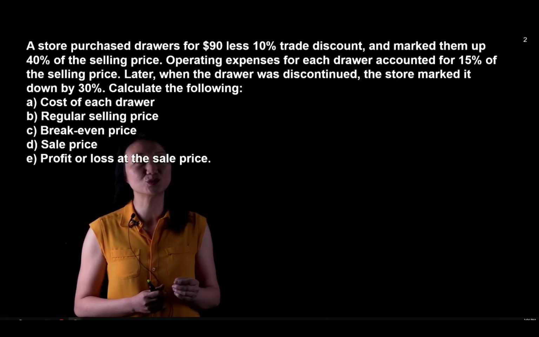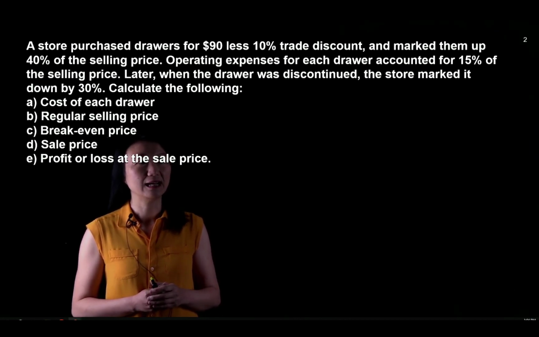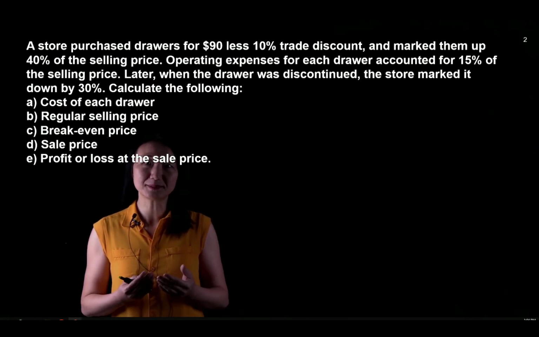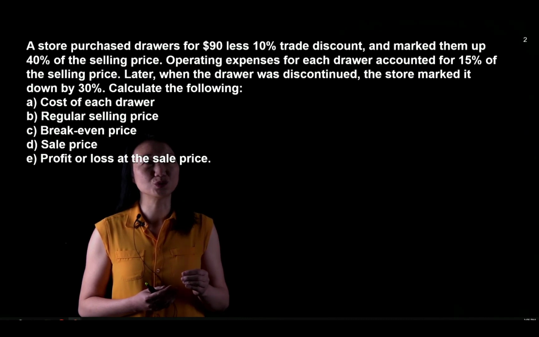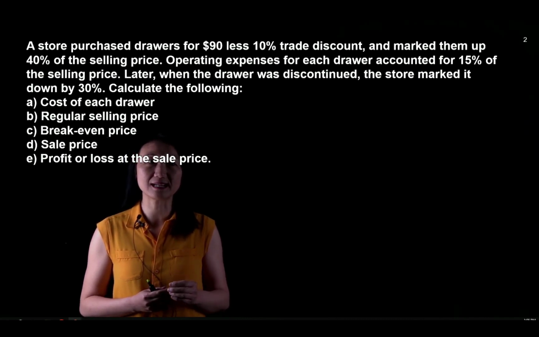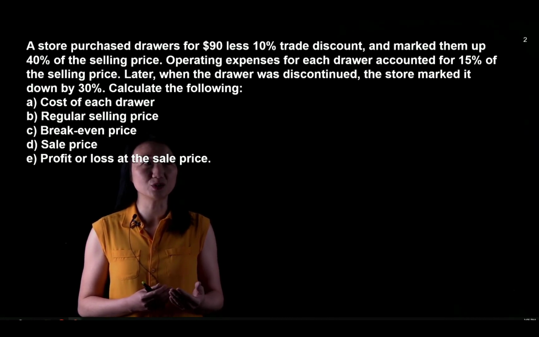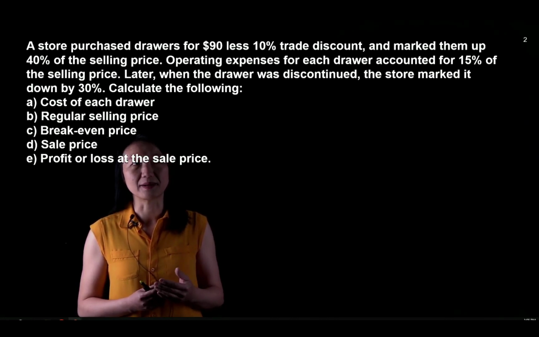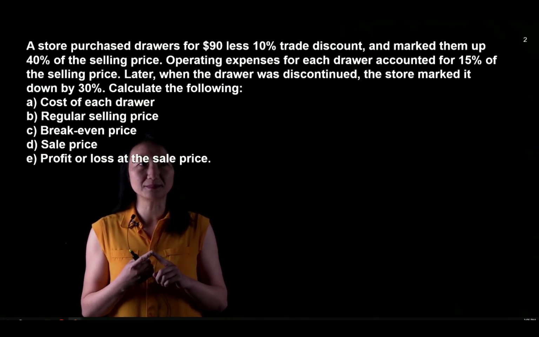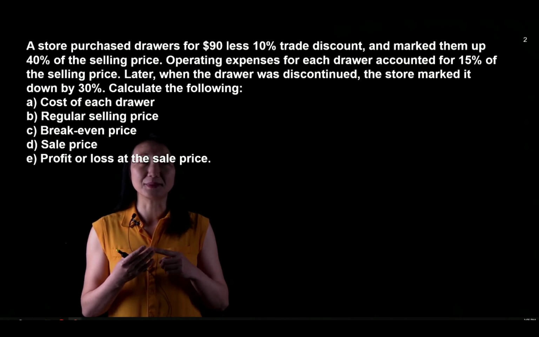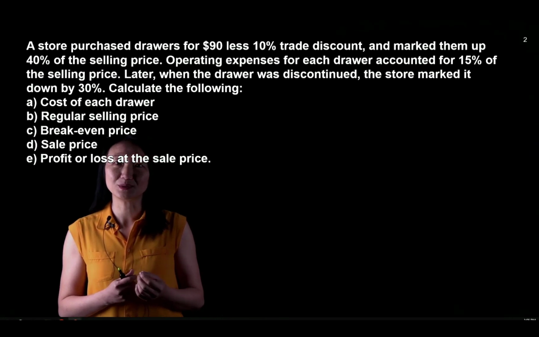A store purchased drawers for $90 less 10% trade discount and marked them up 40% of the selling price. Operating expenses for each drawer accounted for 15% of the selling price. Later, when the drawer was discontinued, the store marked it down by 30%. We need to calculate the cost of each drawer, regular selling price, break-even price, sale price, and the profit or loss during the sale.